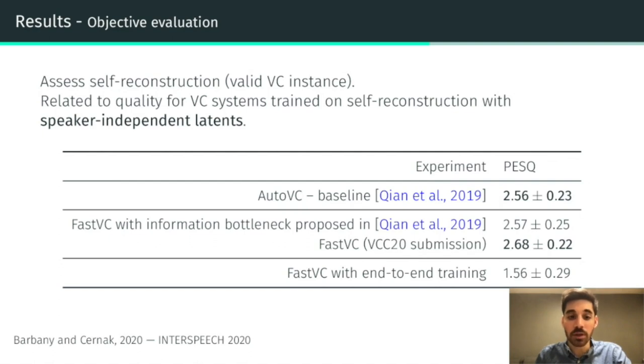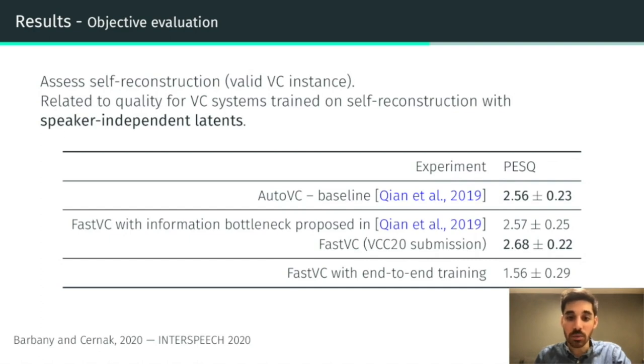Note that for this comparison to be meaningful, the latent representations have to be speaker independent. Otherwise, not applying information bottlenecks to the input signal would yield perfect reconstruction. In this case, however, we would have a speaker dependence in the latents and voice conversion would not be possible.